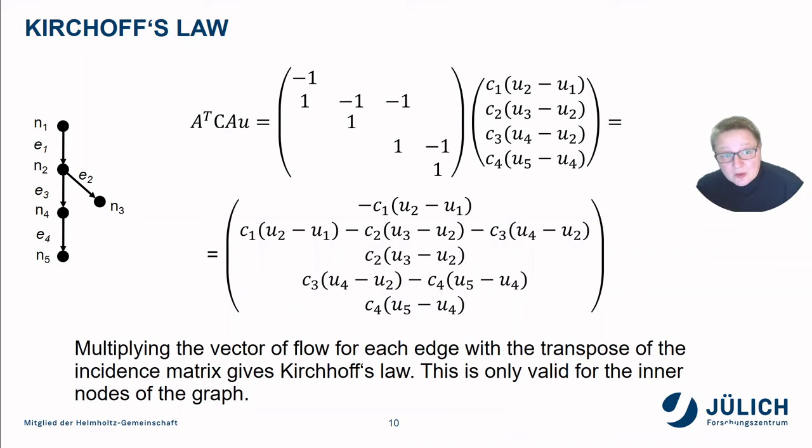3 edges are connected in node 2. Thus, we have 3 flow terms for each of the edges with corresponding minus or plus signs relative to the direction of the edge. If the arrow points towards the node, we have a plus sign. If it points away from the node, we have a minus sign.